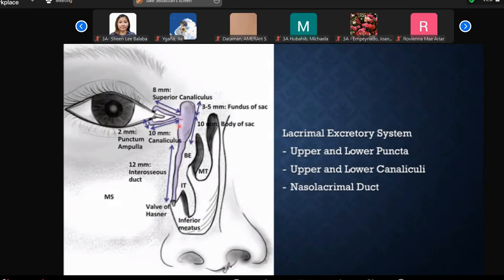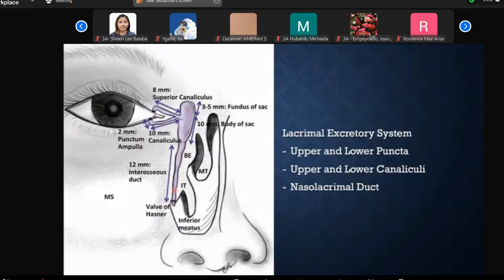You allow several months to pass because in most cases it can spontaneously resolve and canalize. But when you do Crigler maneuver, when you press on the sac, the intraluminal pressure will force the membrane to burst open. Okay, that's why we encourage also mothers to do Crigler massage.